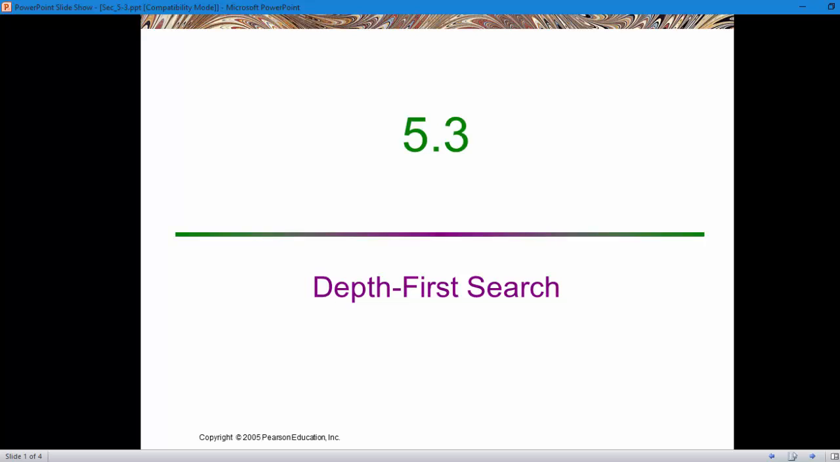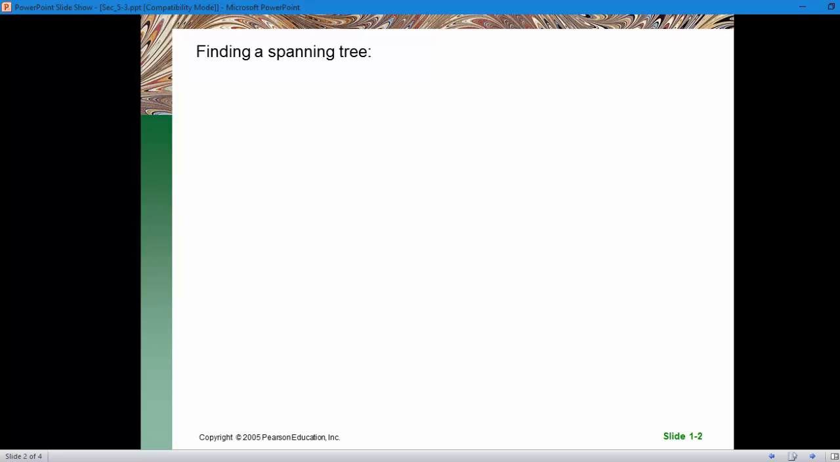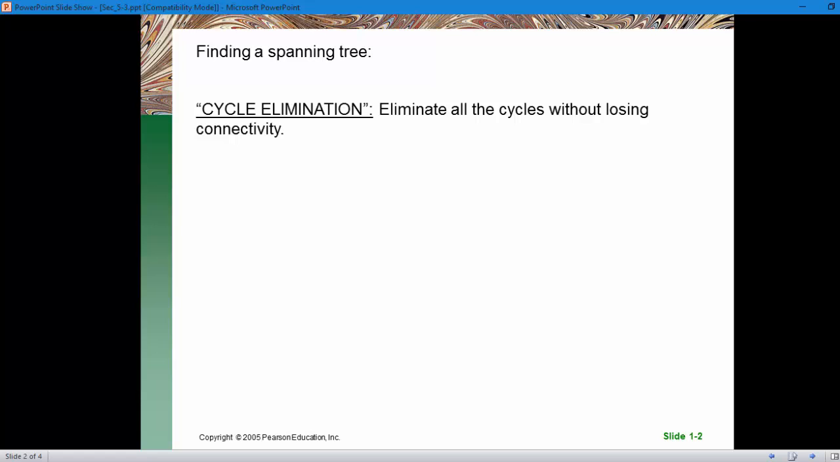Here's another way of finding spanning trees. We use a method called the depth-first search algorithm. Now, in general, finding a spanning tree is easy if you have a simple graph. And the idea is to simply eliminate cycles. Any cycles that you see in the graph, you eliminate without losing the connectivity of the graph. So you can delete edges until you get rid of all the cycles in the graph.